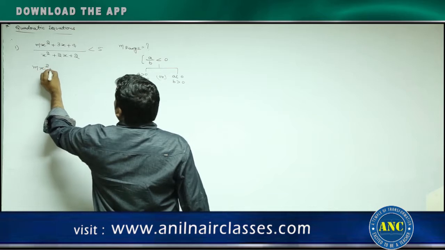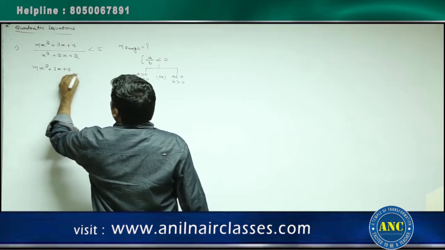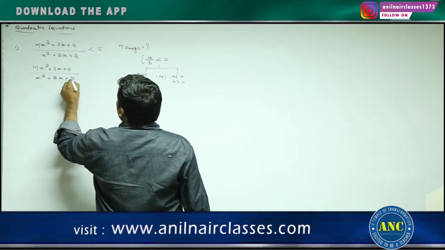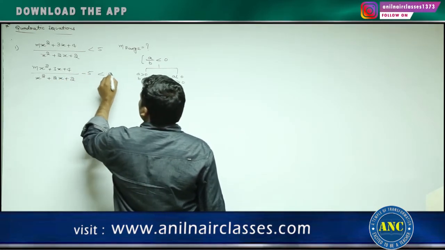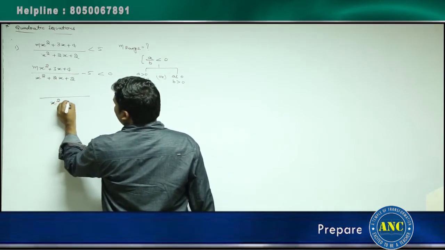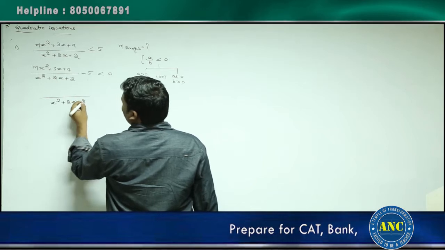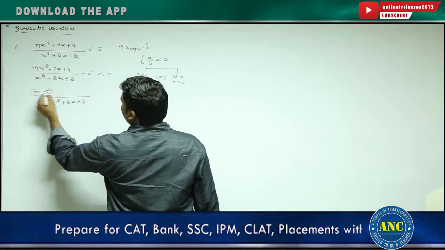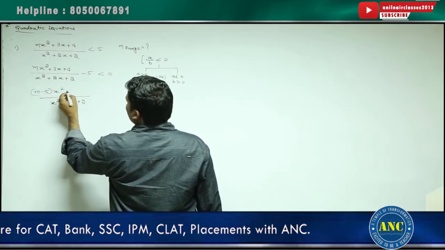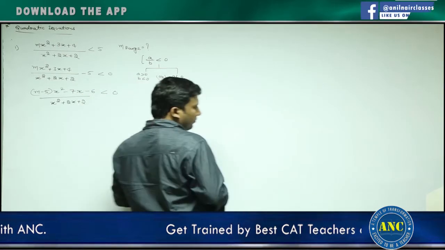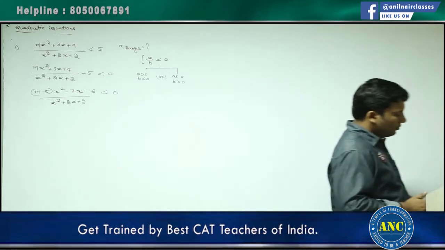Mx square plus 3x plus 4 divided by x square plus 2x plus 2 minus 5 less than 0. So the denominator will be x square plus 2x plus 2. Numerator: mx square plus 3x plus 4 minus 5x square, so m minus 5 into x square. 3x minus 10x is minus 7x. 4 minus 10 is minus 6. Less than 0.